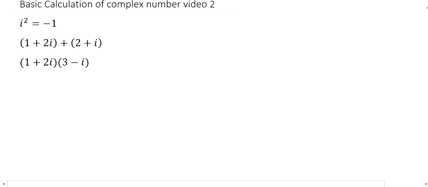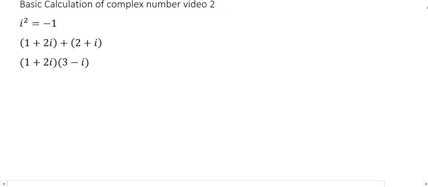In this video, I will explain the basic calculation of complex numbers, i.e. addition, subtraction, and multiplication. But division is a bit complicated at this stage, so we will come back to division after we have learned the complex conjugate. In this video, our goal is to solve these two problems. Addition and subtraction will follow, and then multiplication.